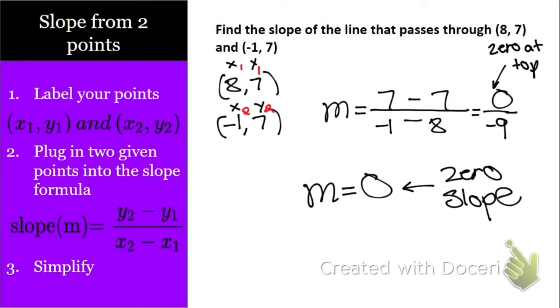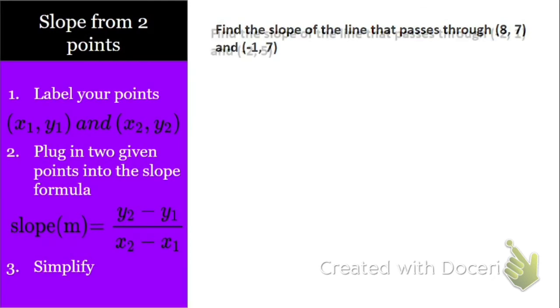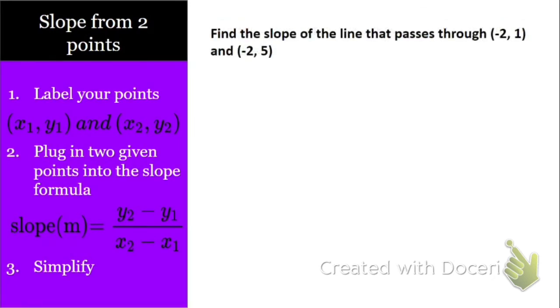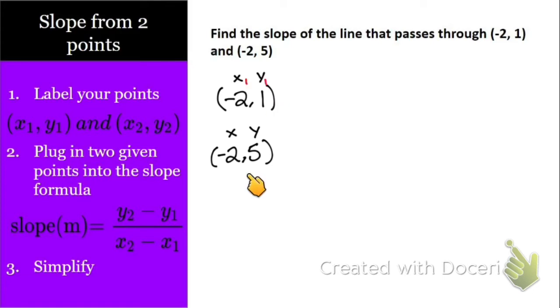Alright, now as we move to our last example, we're finding the slope of -2,1 and -2,5. So let's label. -2,1, x, y, -2,5, x, y. First order pair, so I put my 1s. Second order pair, so I put my 2s.